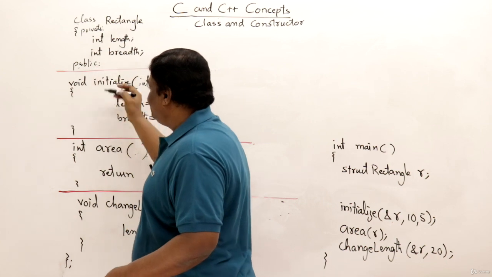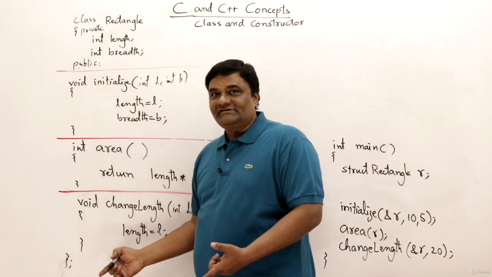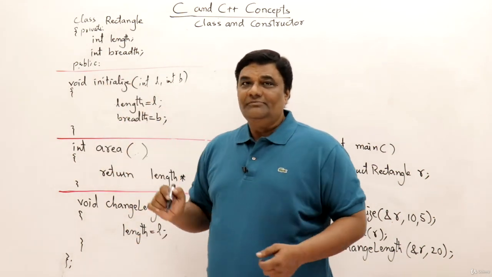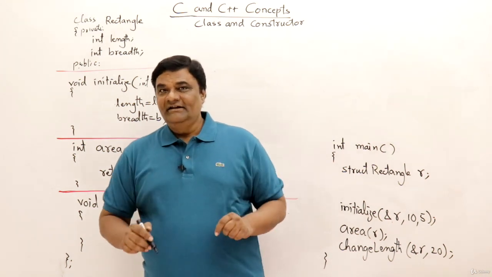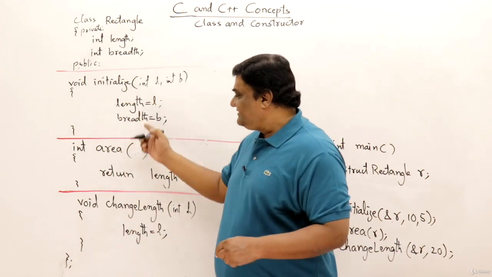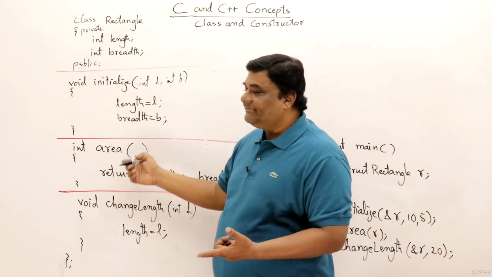Because who are accessing these data members? So many functions are there. Why do you need that data to be public? So let us hide it. Everything should be accessible using these functions. So now this has become a class.